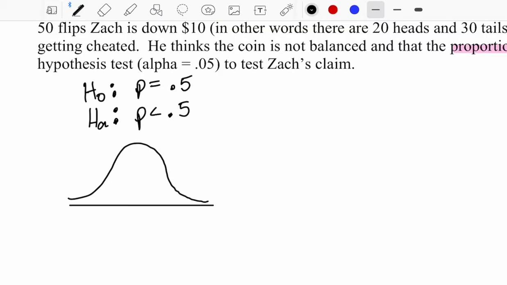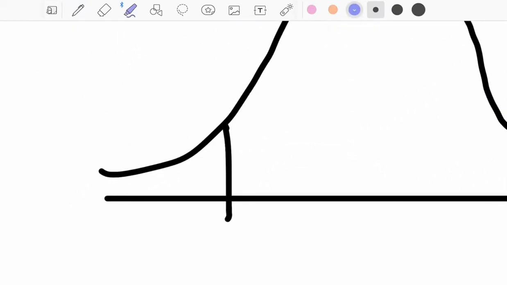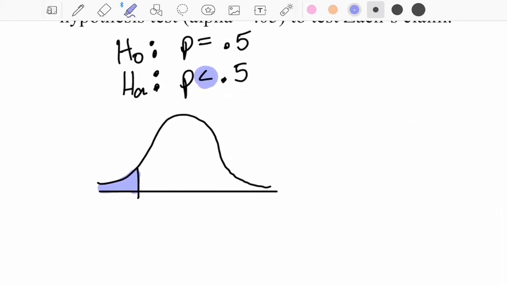It's going to be left tail shaded in because the alternative hypothesis is a less than symbol. All right, so this would be my rejection region. Let me try to shade it. Oh, this is going to look awful. Best I can do. All right, so it's the left tail that gets shaded in because the inequality is pointing to the left. I mean, you could look at it that way.